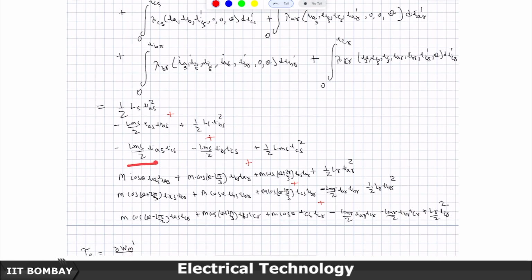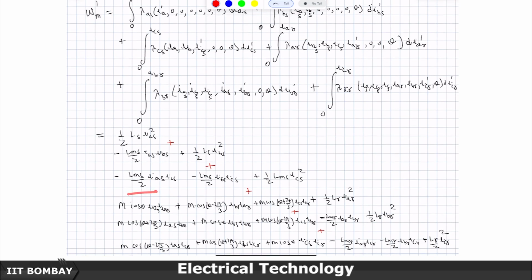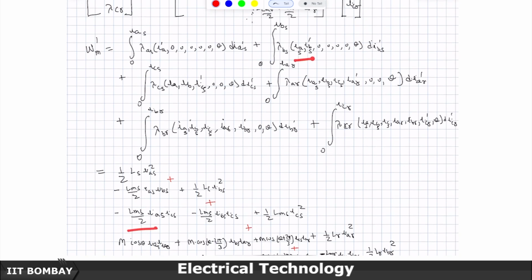Because only two currents were active here, there is no other contribution, because all the remaining currents associated with the mutual inductances were 0. So, no other term comes here. The first one gives you only one term, the second one gives you only two terms.